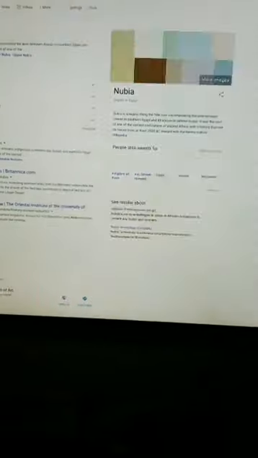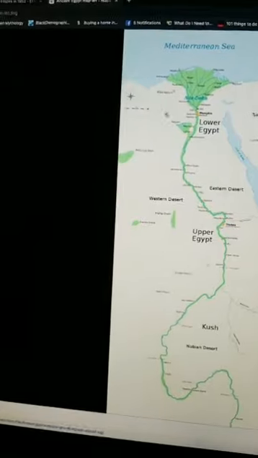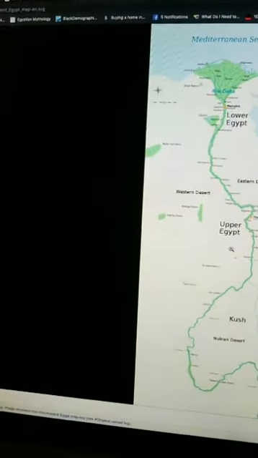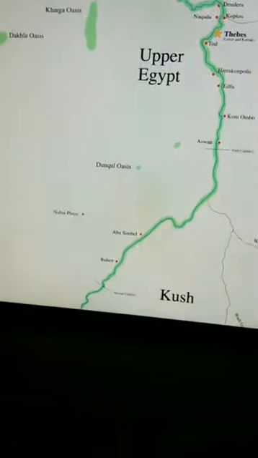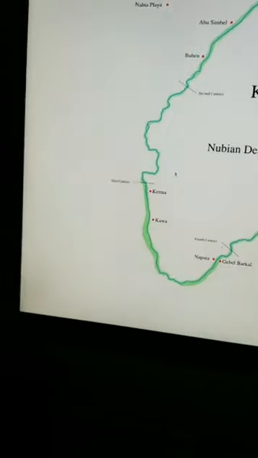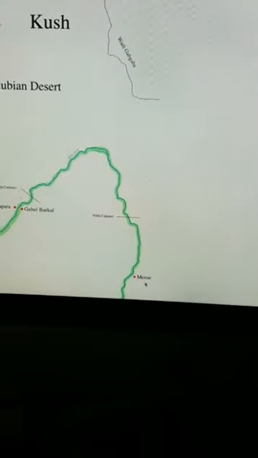Now, let me Google something for y'all right now real quick. Let's look at Nubia for a second, and look at the map that it pops up. If you look at the map of Nubia, you see Upper Egypt, Lower Egypt, the Red Sea. All this stuff here is Kush. And down below, you see Meroë, right?